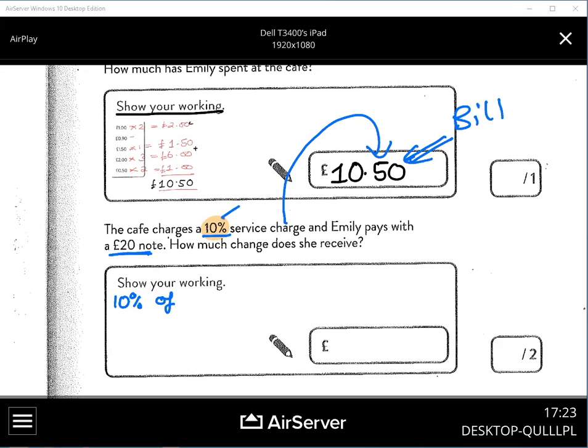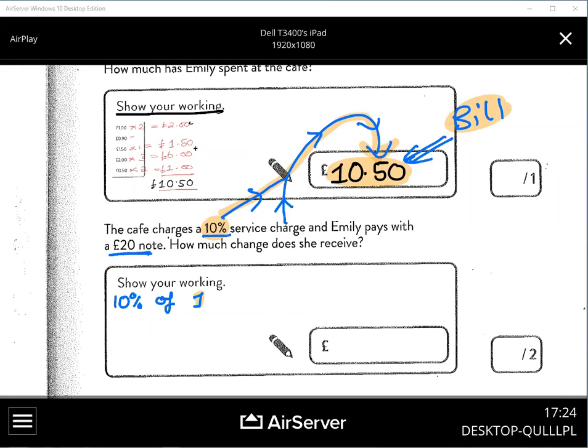What they're going to charge you 10% of? The bill. They're going to charge you 10% of what value? Of £10.50. That's right. It's not 10% of what you pay with. It's 10% of the bill. So the bill is £10.50, and they're going to charge you 10% of that. So that's the calculation that you need to work out.